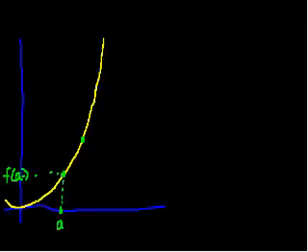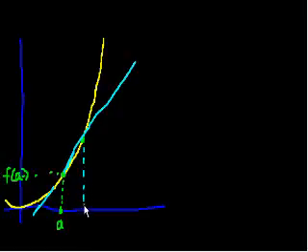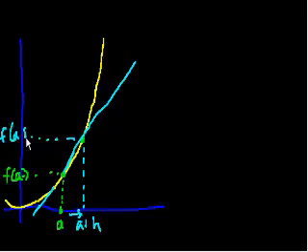So let me draw that secant line. Something like that. Secant line looks something like that. And let's say that this point right here is a plus h, right? Where this distance is just h. We're just going h away from a. And then this point right here is f of a plus h.